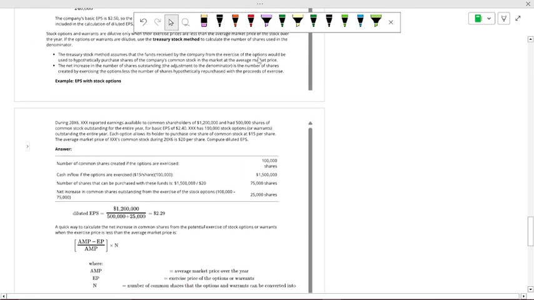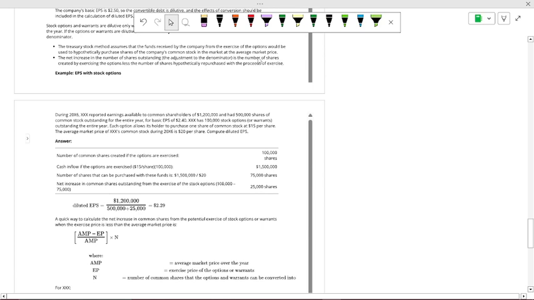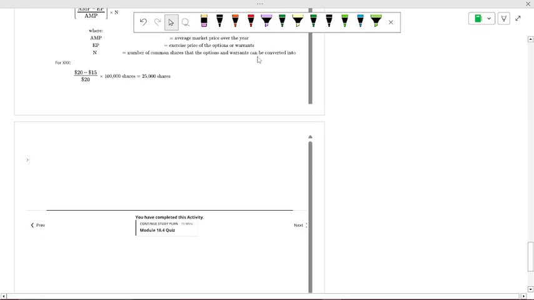Stock options is there. Number of shares purchased with these funds.